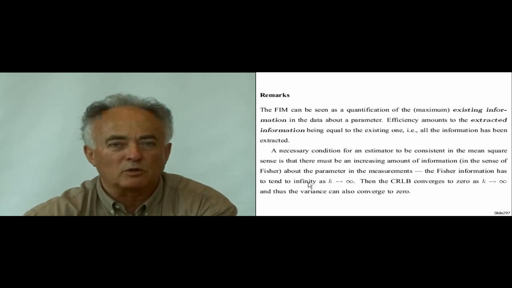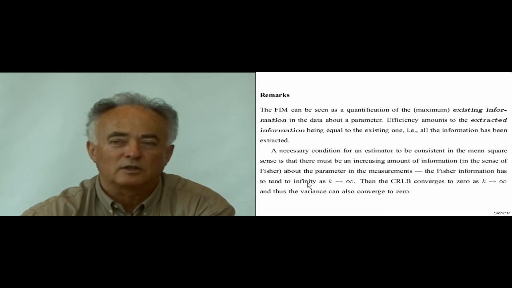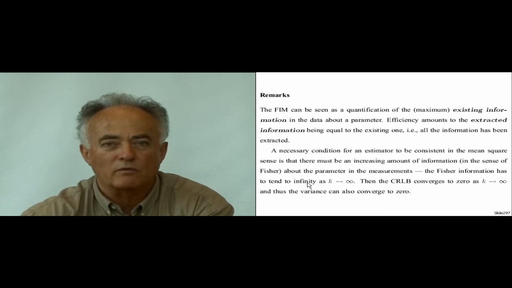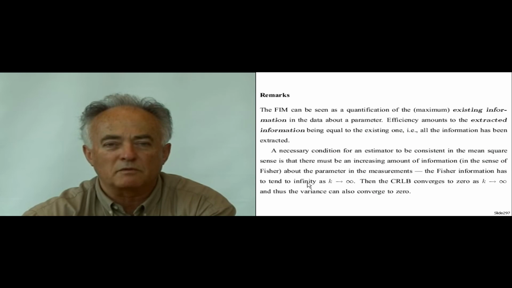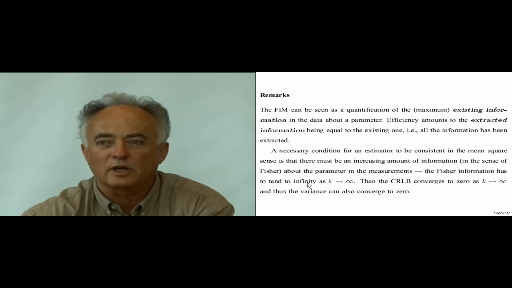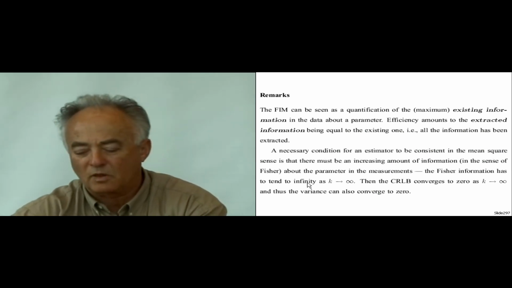If you have an infinite amount of information, and you can extract it all, you can converge to 0. If you have a finite amount of information, no matter how well you do, you can never get variance going to 0.